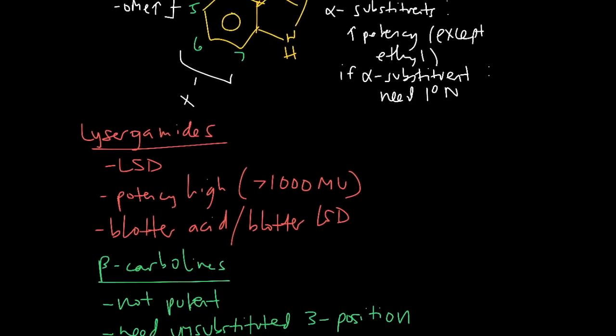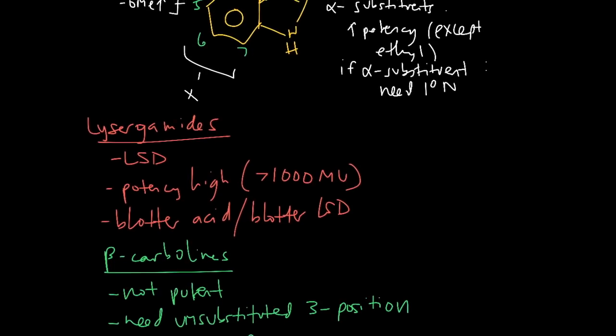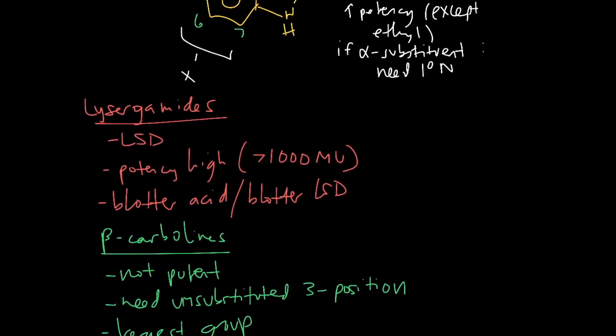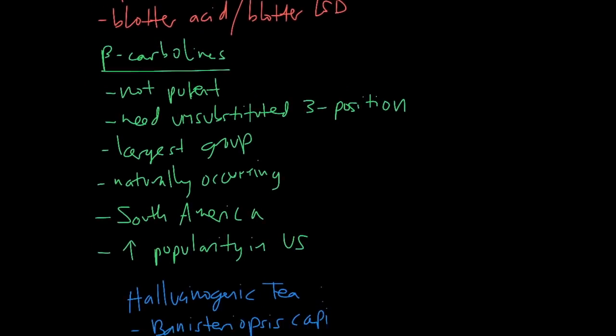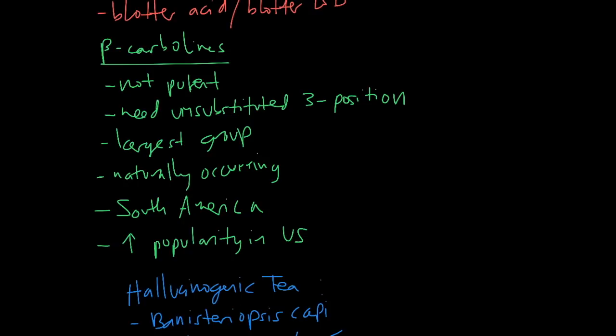Now, two other classes of indole alkyl hallucinogens. Lysergamides, which includes LSD, which are really potent, and they are components of blotter acid, or blotter LSD. Remember when he talked about the paper, he chewed it, and it had LSD in it. Okay, beta-carbolines are another class. They're not as potent. They need the unsubstituted 3 position. They're the largest group of hallucinogens. They're naturally occurring, particularly in South America, and they're gaining increasing popularity in the U.S.